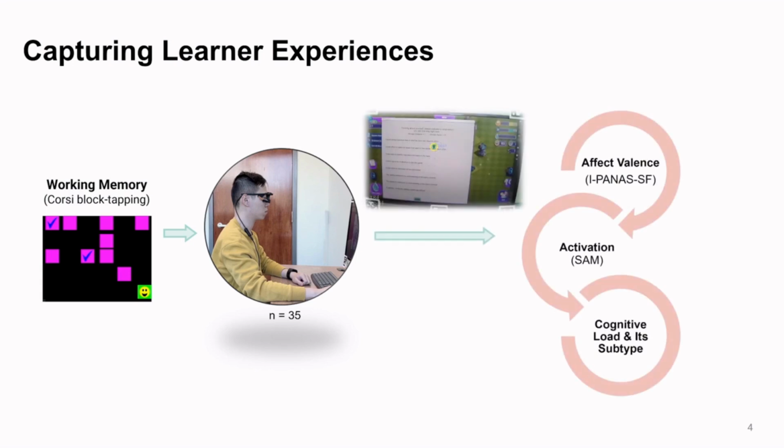They measured three dimensions. First, we used the I-PANAS-SF to measure the affect valence. Second, we used SAM, a pictorial scale, to measure the affect activation. And last, we developed scales for cognitive load and its subtypes. These measurements were employed about every 5 minutes during the study, after a task or interaction completed.